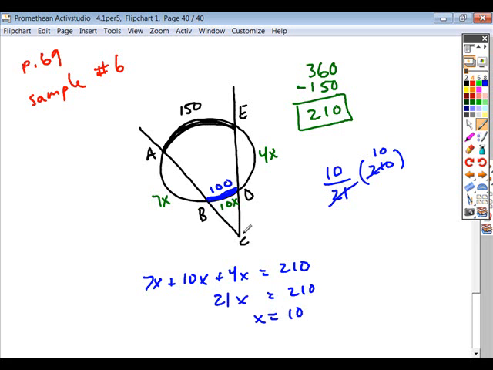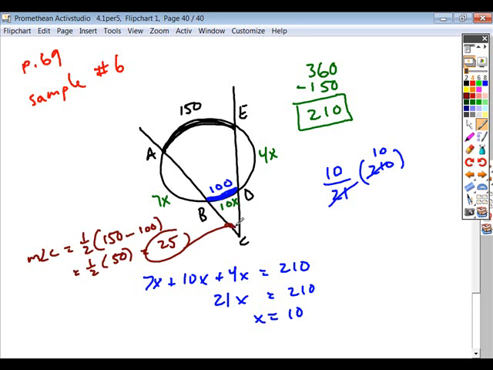Okay, and so now you have this vertex outside of a circle. So the measure of angle C is going to equal 1/2 the difference of the intercepted arcs. The intercepted arcs are 150 minus 100. So that difference is 50, and half of 50 gives you your angle measure C.